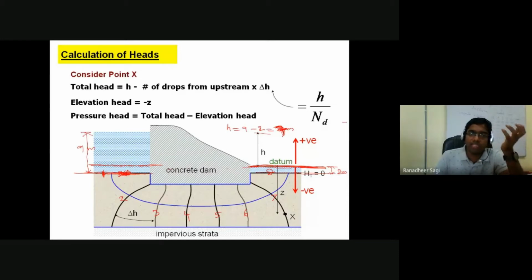What I have here in this case is that the chosen point where I want to calculate my elevation head is on the bottom side of your datum. Bottom side indicates the negative direction. So whatever elevation head we talk about with respect to the chosen point on equipotential line 1, I'll simply say it is going to be a negative elevation head.